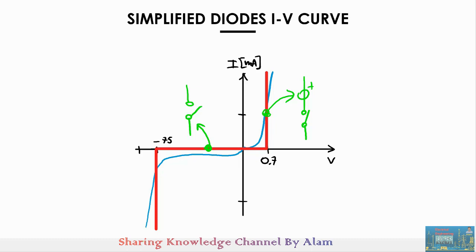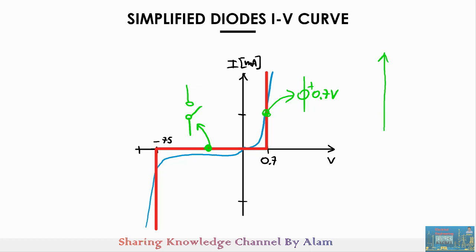Now, because an ideal closed switch is indistinguishable from just a wire, we can further simplify this model and remove the switch and just leave only the voltage source. The value of the voltage source is equivalent to the threshold of the diode, which in this case is 0.7 volt. Let's try to understand why this model is correct. An ideal voltage source, like an ideal battery, is a device that, no matter what is the current flowing through it, is characterized by a constant voltage.